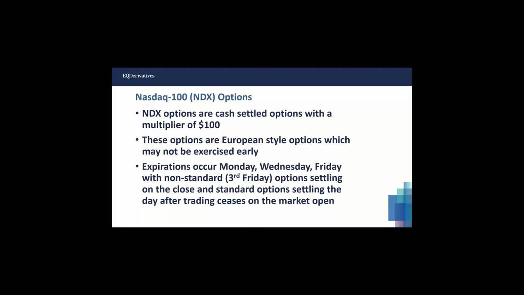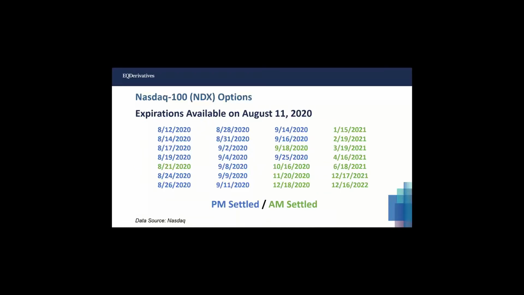And the expirations do occur on Monday, Wednesday, Friday, with the old school standard third Friday options. It says non-standard, but that should say standard third Friday options, with the non-standard options settling on the close and the standard third Friday options settling in the morning, the day after trading ceases. And this will show up a little bit better with a table that I put together here.